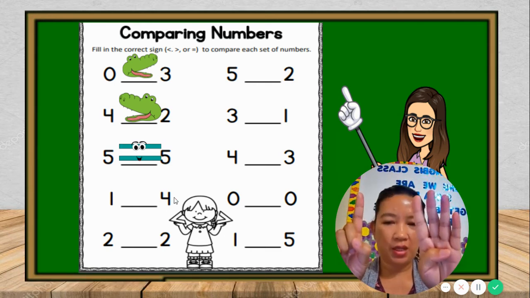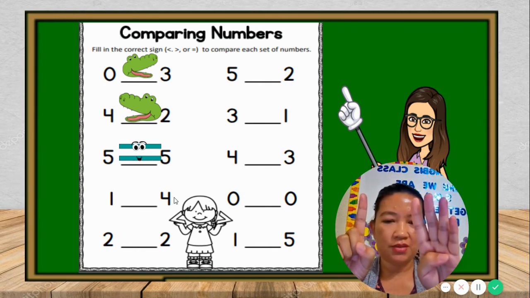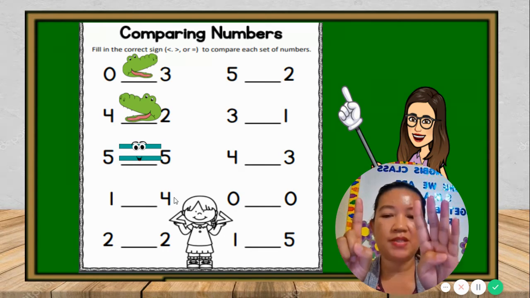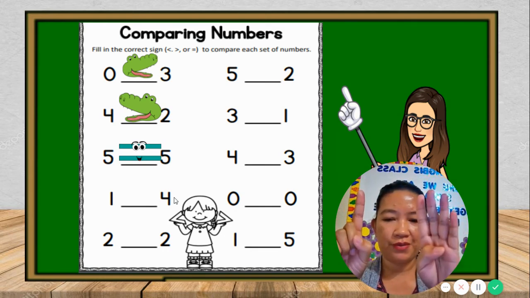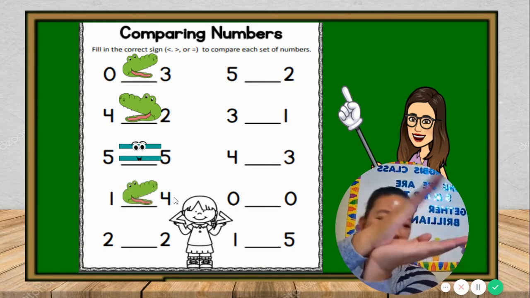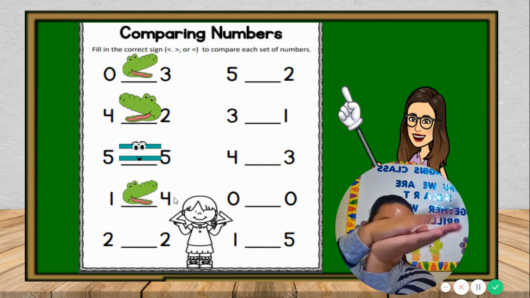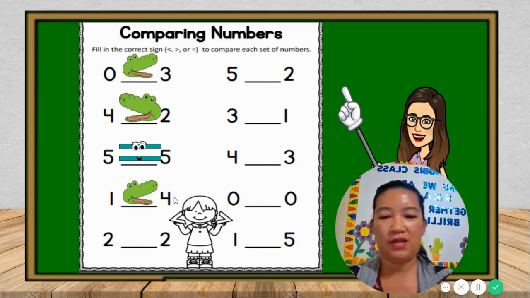Now let's try to help the alligator think. Which one will the alligator eat? Which one is greater than? Is it 1 or 4? You ready for your answer? Okay, we have here 4. So let's munch 4. Yay, good job. And we are trying to feed the alligator.